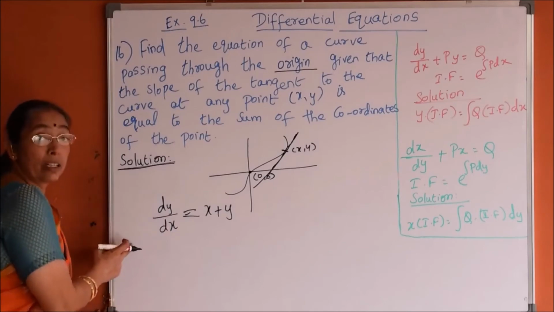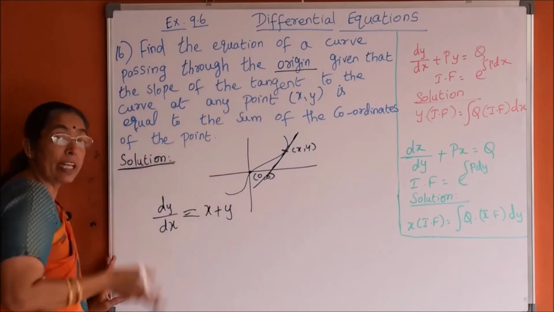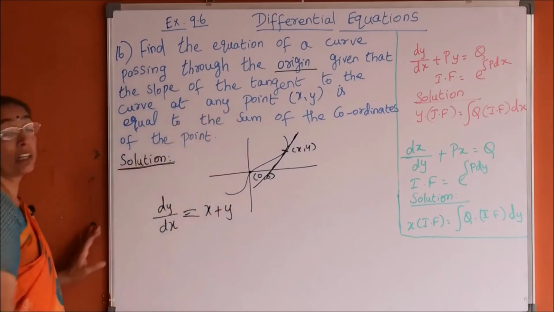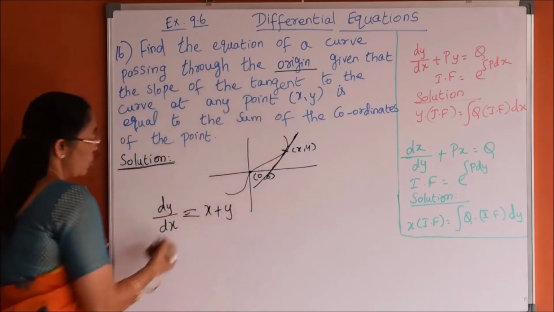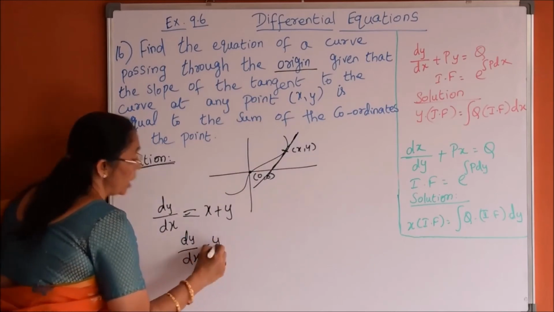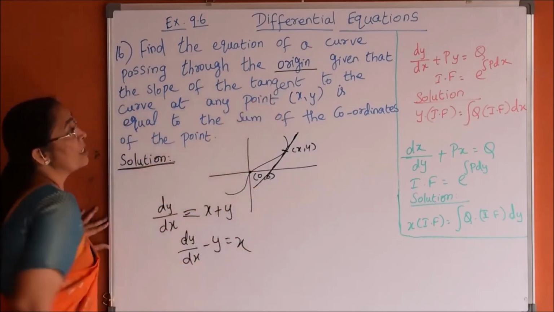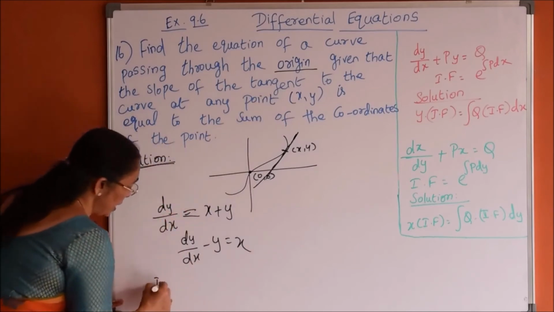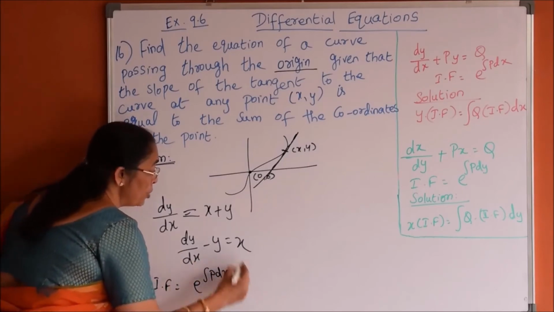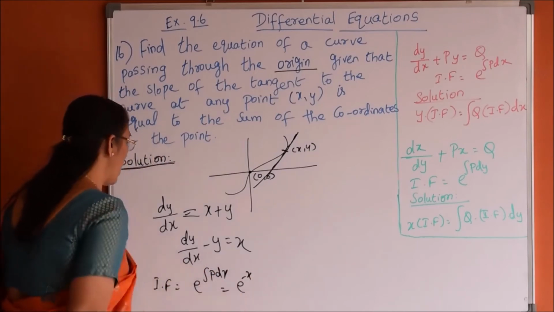Let us arrange and check which form this one is. We can't solve this equation by variable separable, and I think we can solve by homogeneous, but it is an easy way to solve by linear equation. So let me arrange dy by dx minus y is equal to x. So it is in the form of dy by dx plus py is equal to q, first form. So our integrating factor is nothing but e to the power of integration of p dx. So p value is minus 1, e power integration of minus dx, which is e power minus x, the integrating factor.